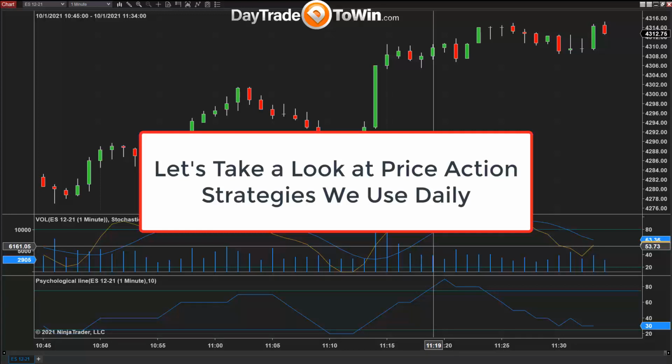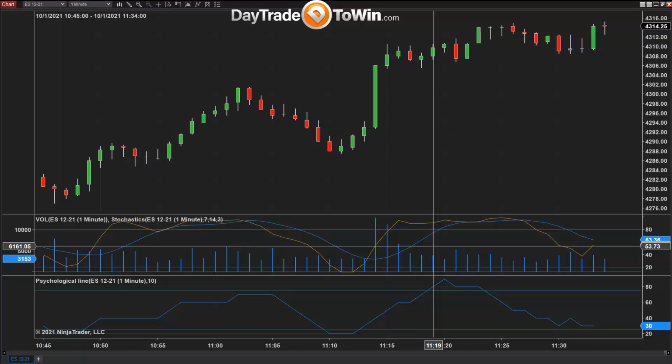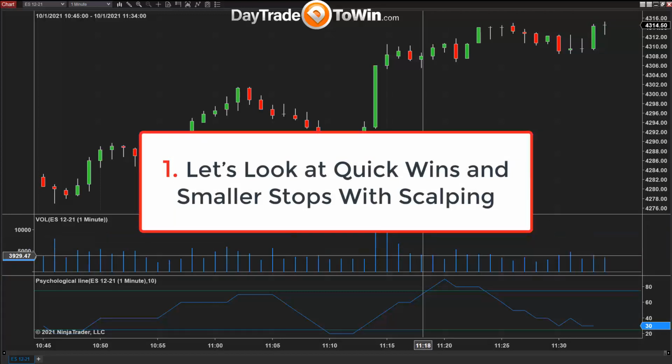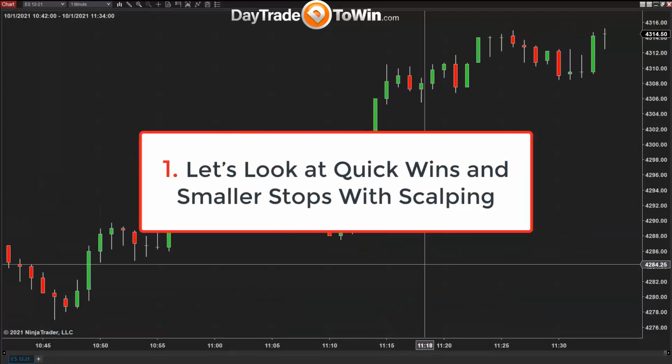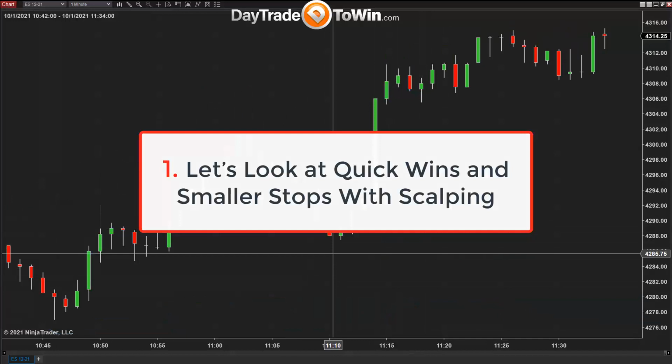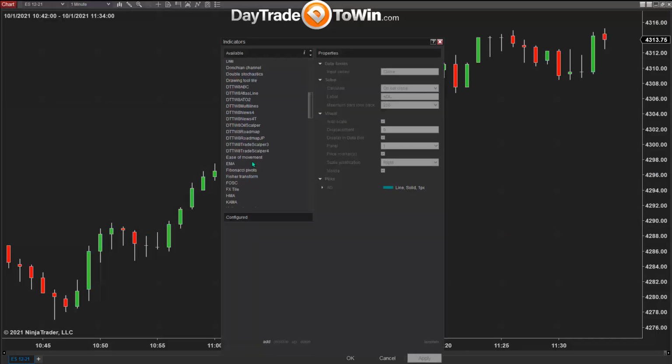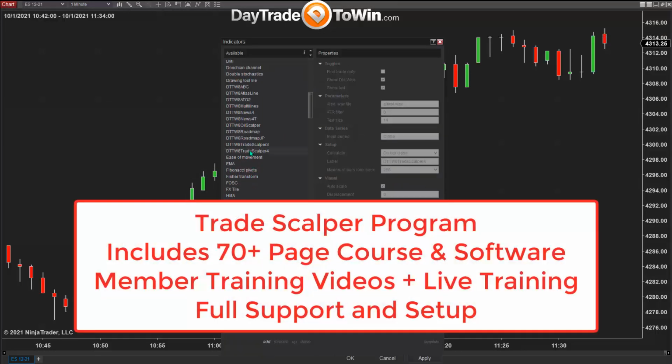Let me show you a few strategies that I look at every day to understand, should I buy, should I sell, and this is how my traders look at the market. First, let me show you scalping. So let me take all these things here off the chart. Let me just focus on a very simple method of scalping the markets for small targets and, again, with small stops. All I'm going to do here is add the Trade Scalper software, proprietary software available at DayTradeToWin.com.